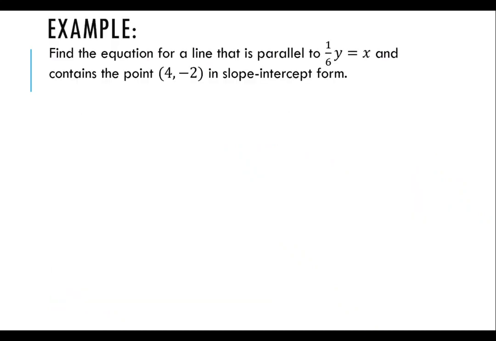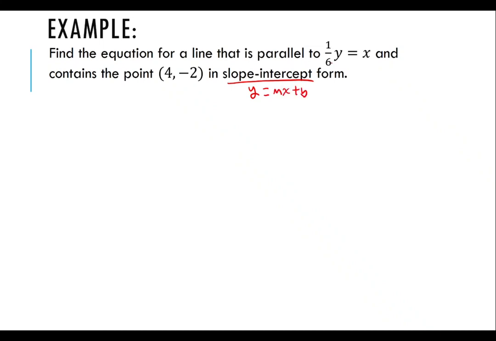Now we want to find the equation for a line that is parallel to 1/6y equal to x and contains the point 4, -2 in slope-intercept form. Alright, so slope-intercept form, we know that our answer needs to be y equals some m times x plus b.